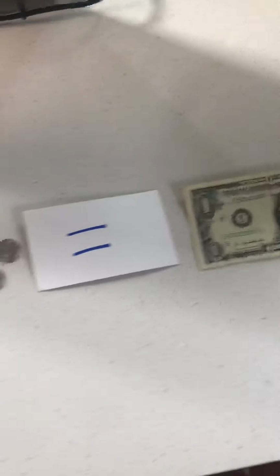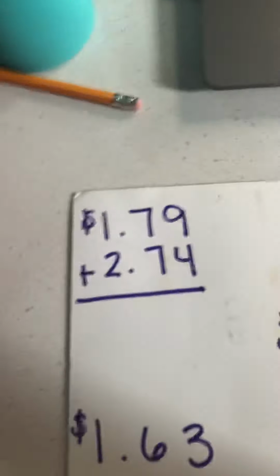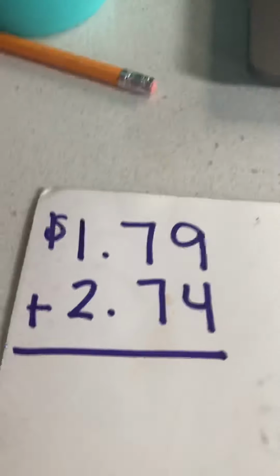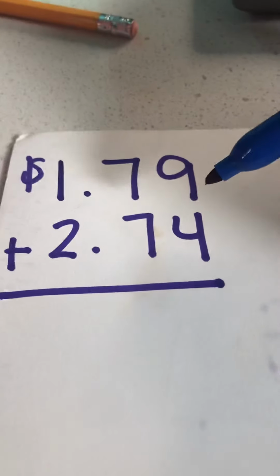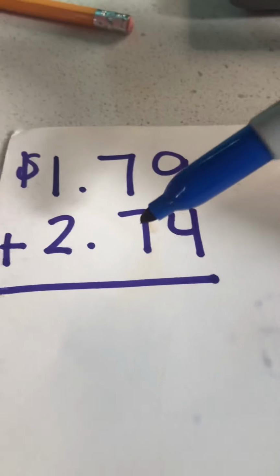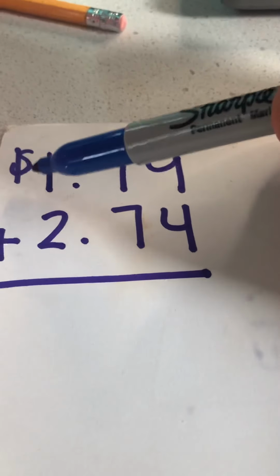So we're going to work on some problems today with some addition and some subtraction. And so I'm going to get set up here just so you can kind of see my numbers. So our first problem is going to be $1.79 plus $2.74. As you notice, I wrote my dollar sign here.